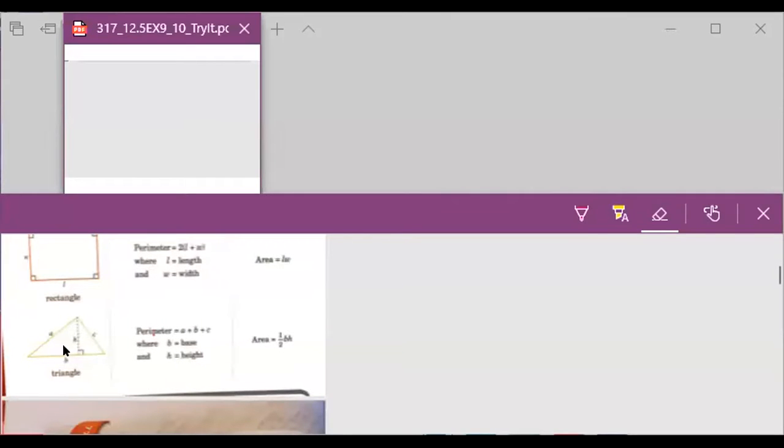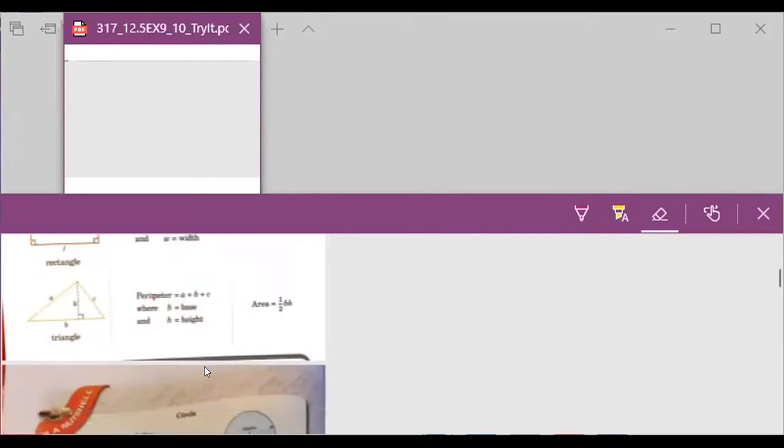And if we want to figure out the perimeter for the triangle, it will be A plus B plus C. Those will be the sides for this triangle. And if we want to figure out the area for the triangle, it will be half times the base times the height, okay? And this height is perpendicular to the base.